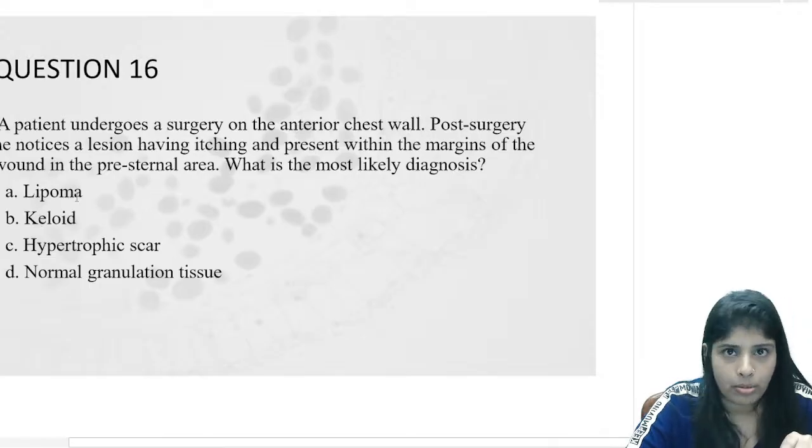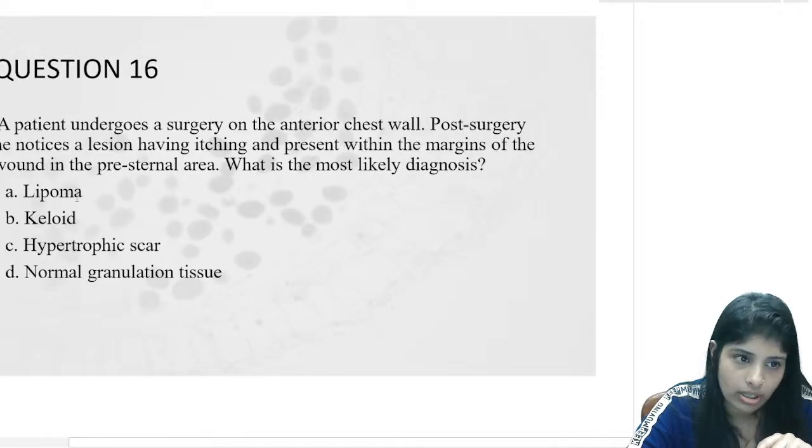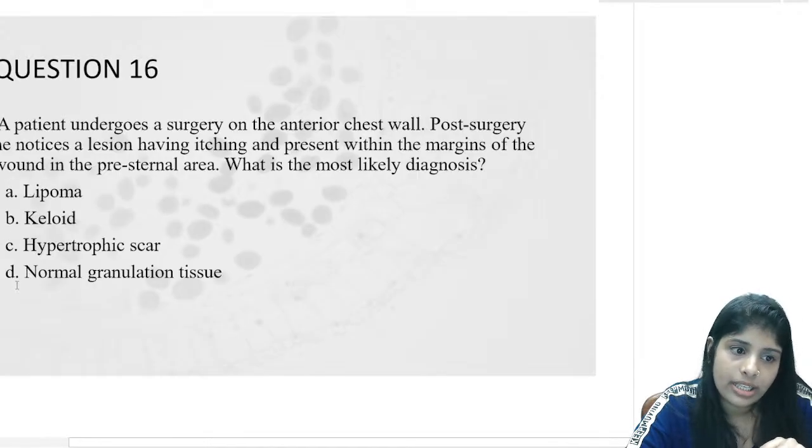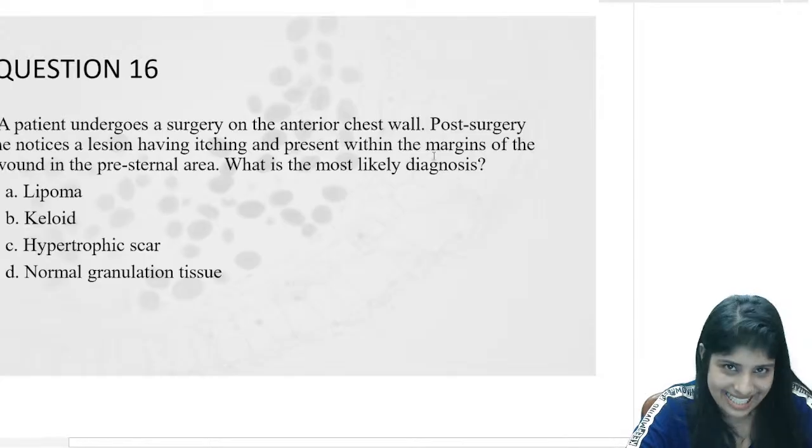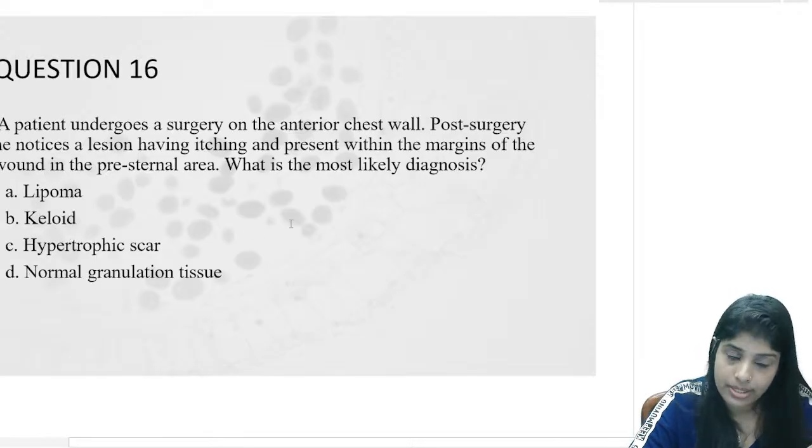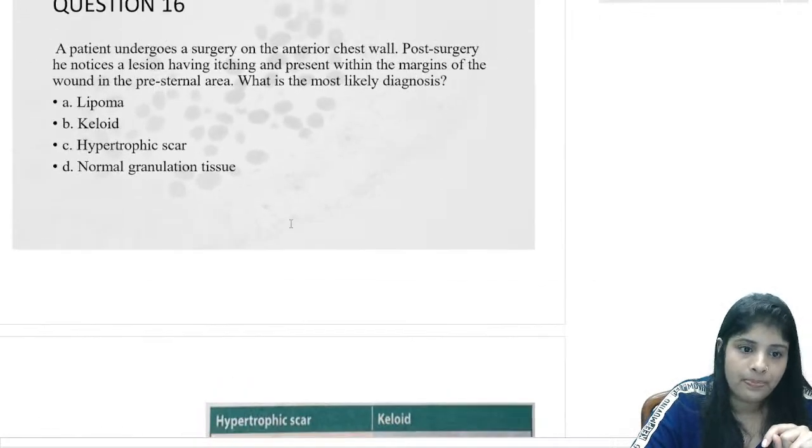So the first option is lipoma. It's not lipoma, because lipoma is a benign fatty tumor. And normal granulation tissue: if it was normal granulation tissue, the person would not have a lesion. So it's not normal granulation, and it's not lipoma. Now we have keloid and hypertrophic scar. Let's see how we differentiate between keloid and hypertrophic scar.